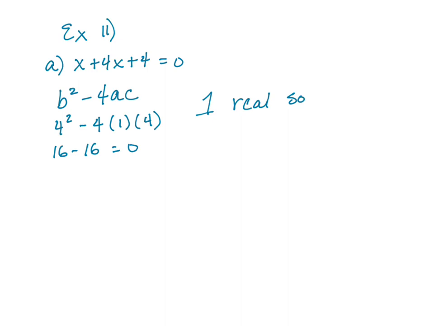Good. If you're not sure, look back at your notes. We just wrote that down. You don't have to find where it is. The question is, how many does it have? 1 real solution. No, 16 minus 16 equals 0 is not the solution. Because the discriminant equaled 0, there's only 1 solution.